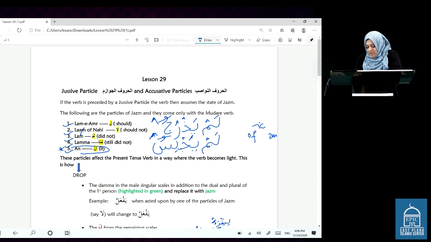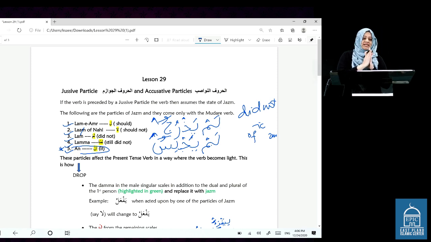All right, so then we have lam. The meaning of lam is did not. So here, the meaning of mudari' is actually transferred to past tense with lam. And you will see lam in so many places in the Quran. One of them is really obvious, but I'm not going to go into that right now. Lam, so it was yakhruju, lam yakhruj. He did not exit.